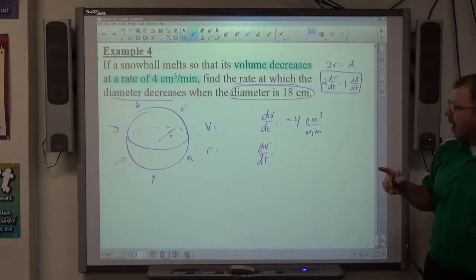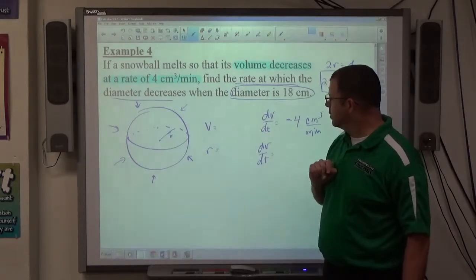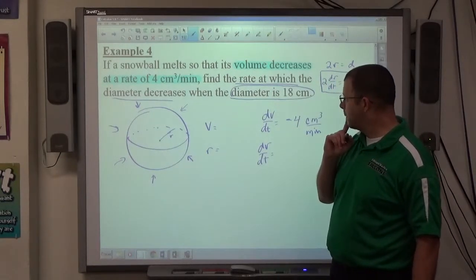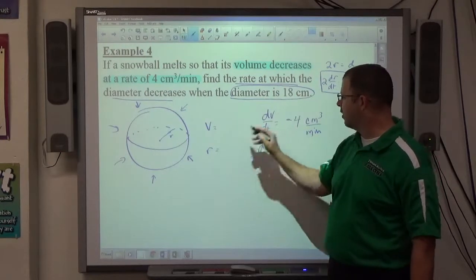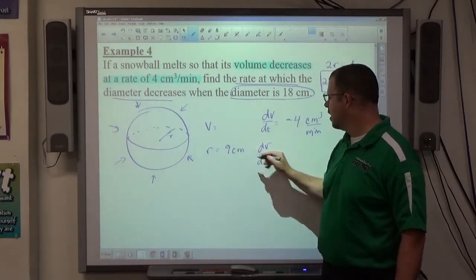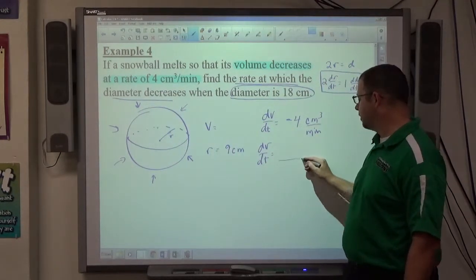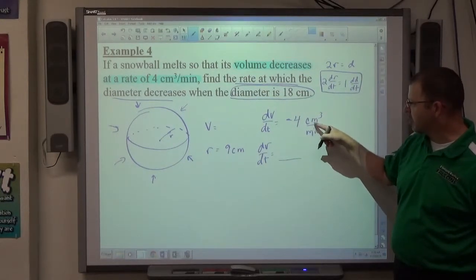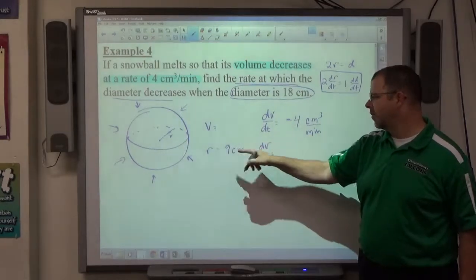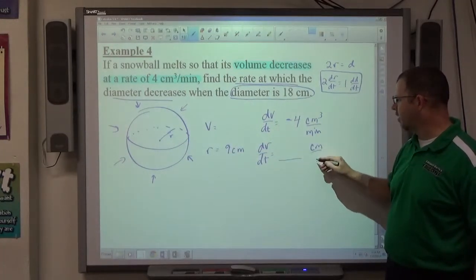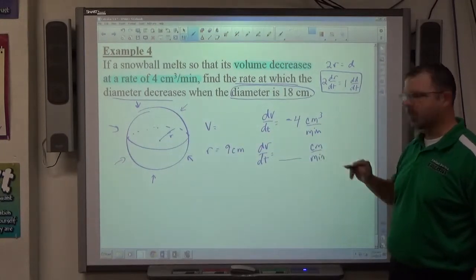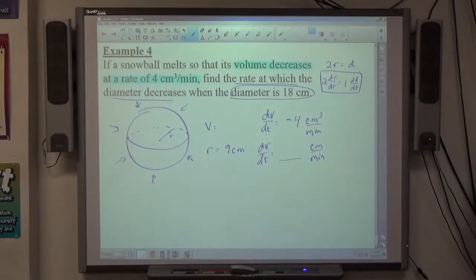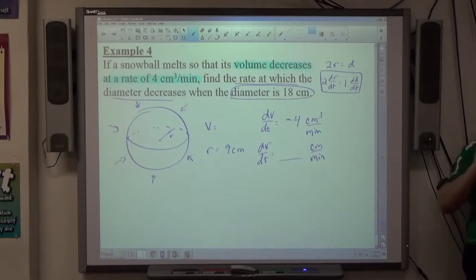All right. What does r equal? r would equal 9. Very good. The diameter is 18, so r is 9 centimeters. dr over dt is what we're looking for, right? Yep. The unit of the rate here is cubic centimeters per minute because volume is in cubic centimeters. This is going to be centimeters per minute because radius is in centimeters. The rates don't always have the same types of units on them. The per unit of time should be the same, but the top unit sometimes is different.